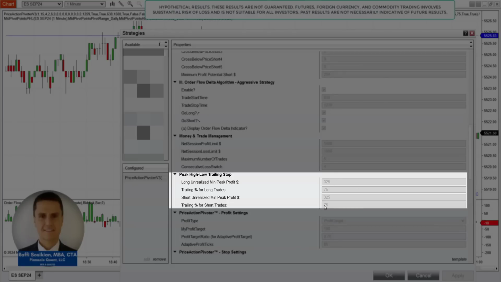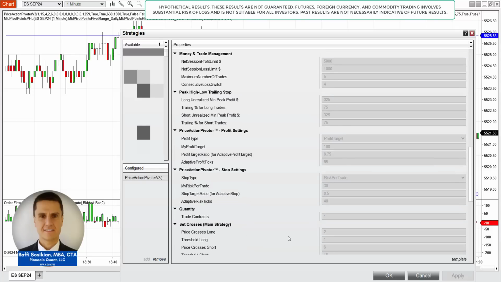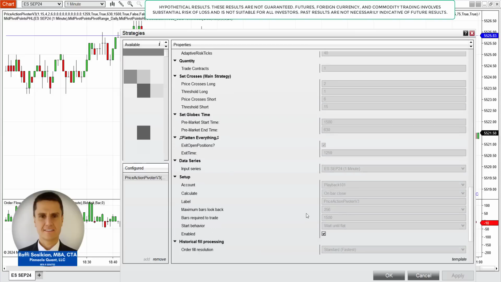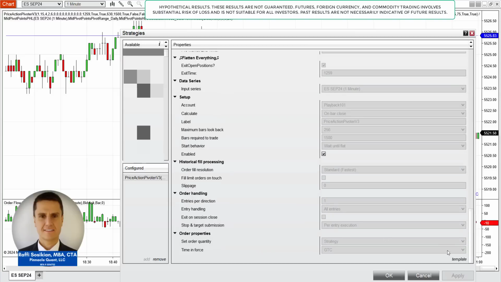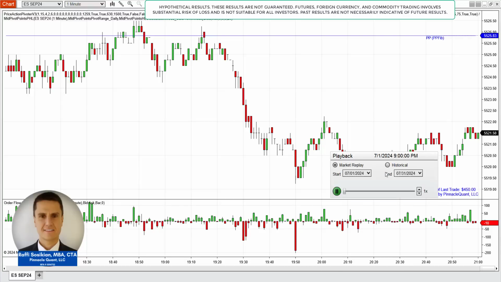So I've changed it from $650 to $325, and I'm going to run this strategy on NinjaTrader's market replay for the entire month of July until the end, July 31st. You'll see every trade the order flow delta algorithm takes and the results. I'll also show you the main system strategy's results during the same period. All right, we're off and running.